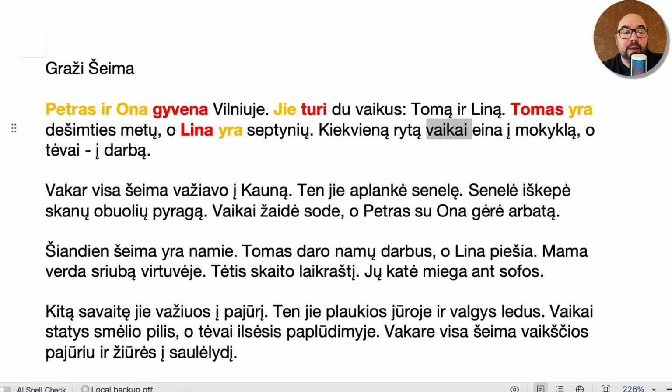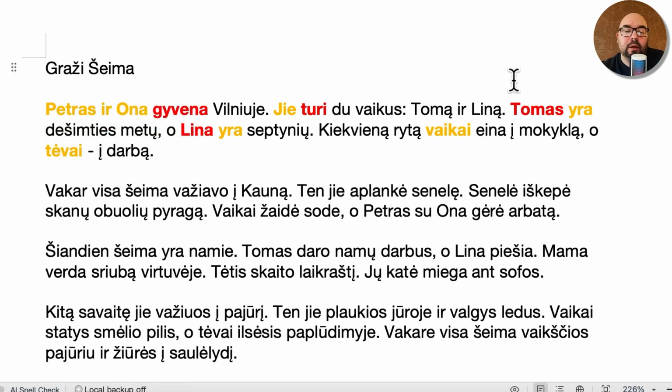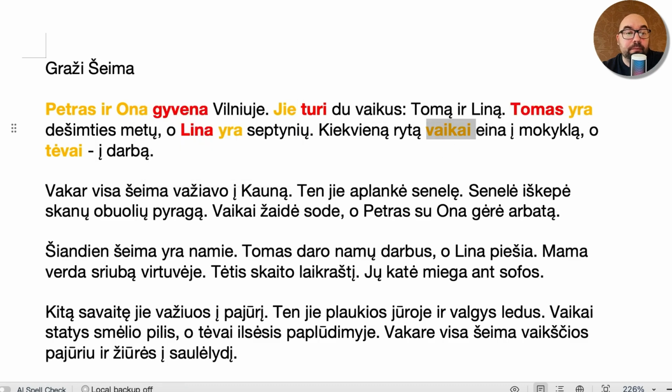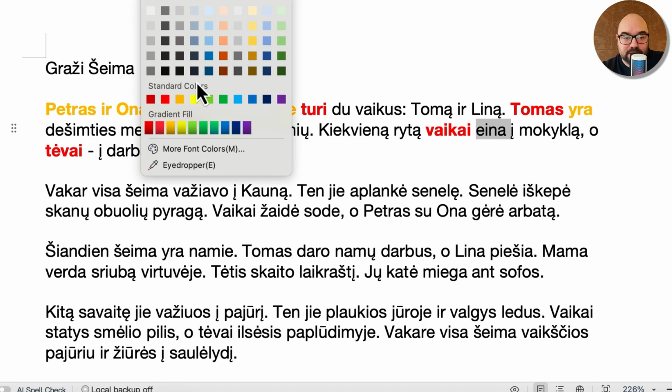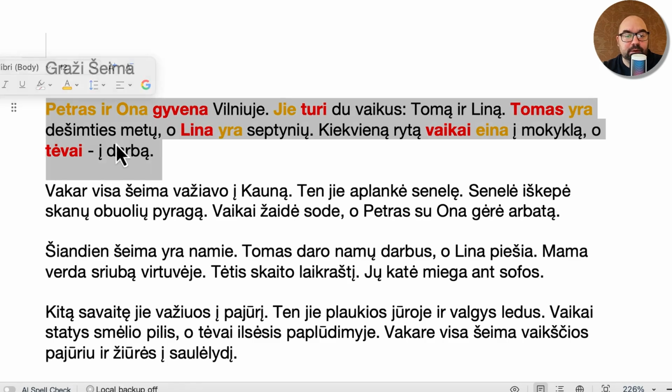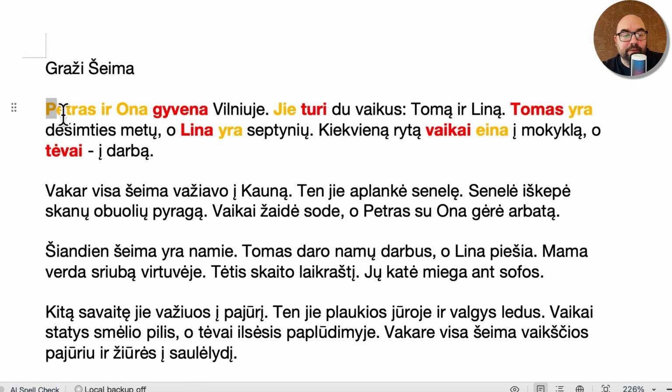So vaikai eina, and tėvai, we don't repeat the word eina because it's already obvious that it's the same verb, therefore we don't repeat it for parents, right? We just use eina once. They go, right? They go, eina. Once again, present tense, right? So we have present tense in this specific paragraph.